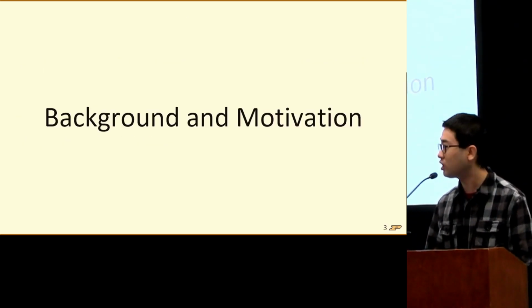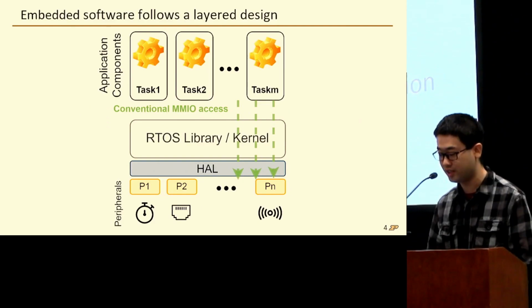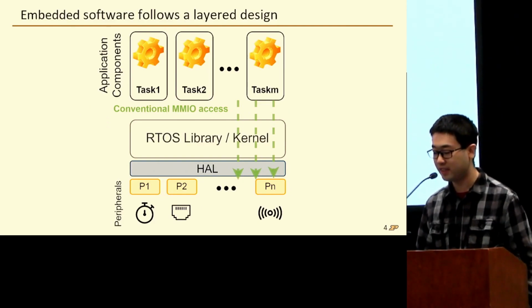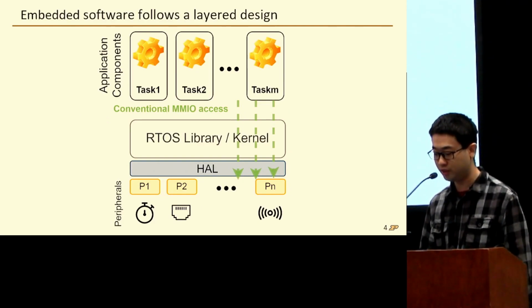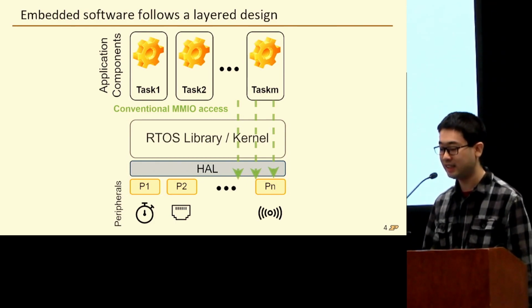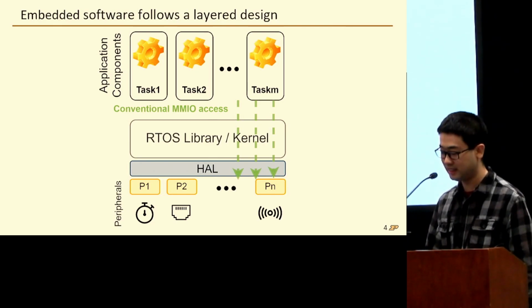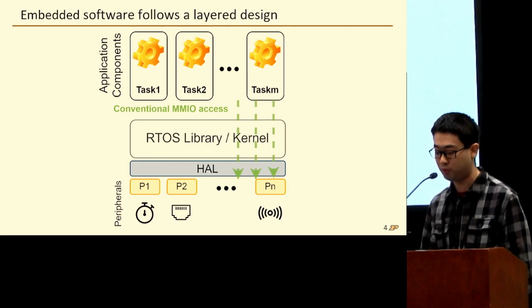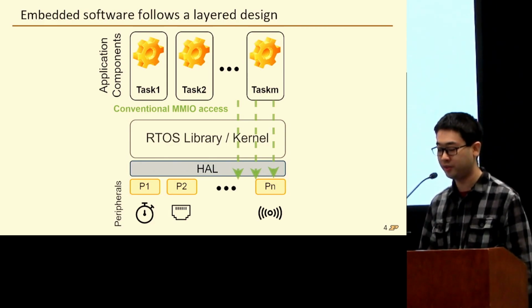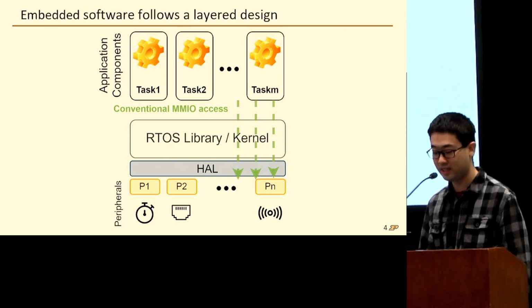So let's first talk about the background and motivations. To reduce the difficulty of porting, embedded software applications are organized into layers that communicate only with adjacent layers. If an application follows this design, it simplifies supporting a new microcontroller unit, as only one layer is impacted.